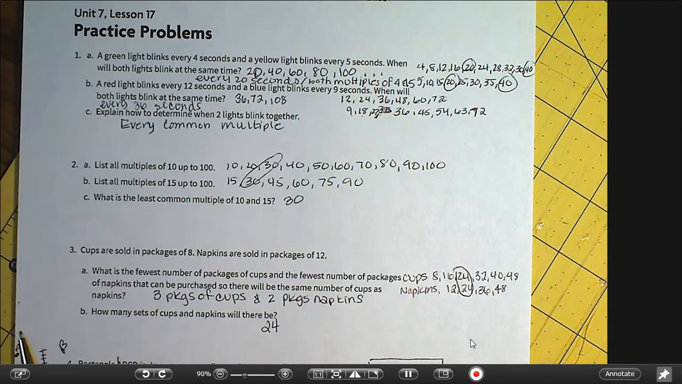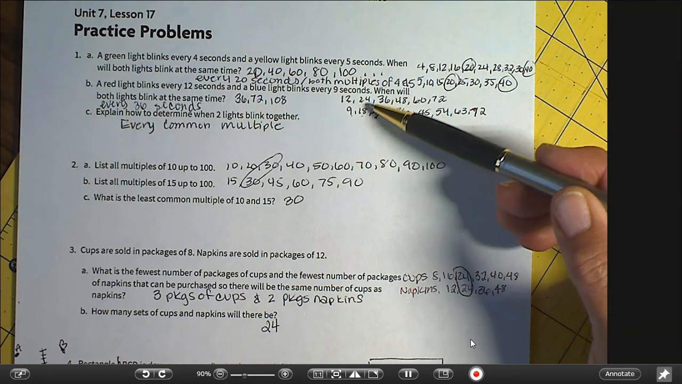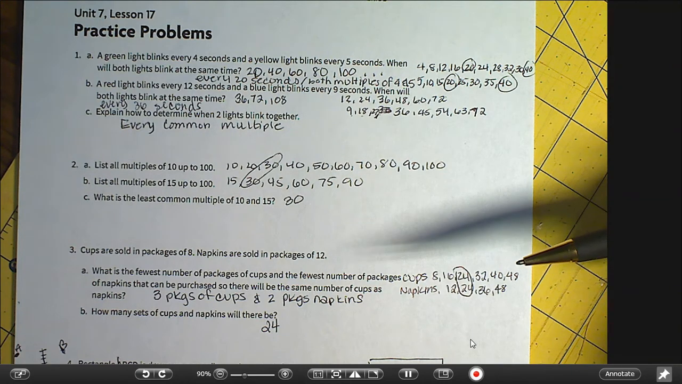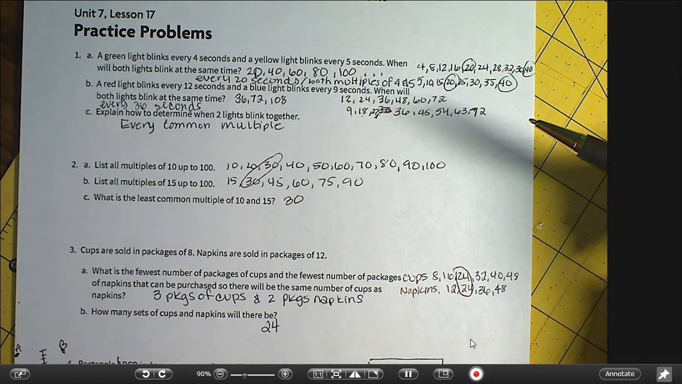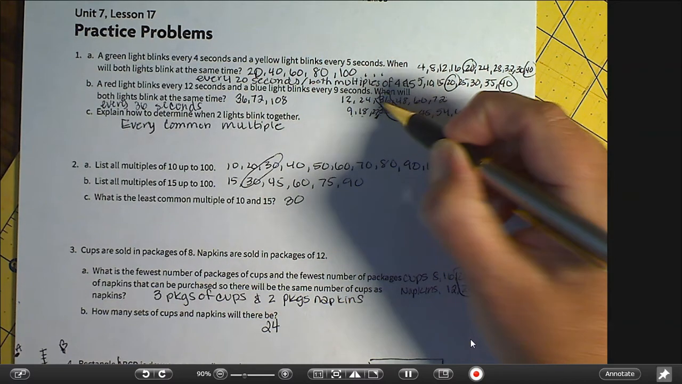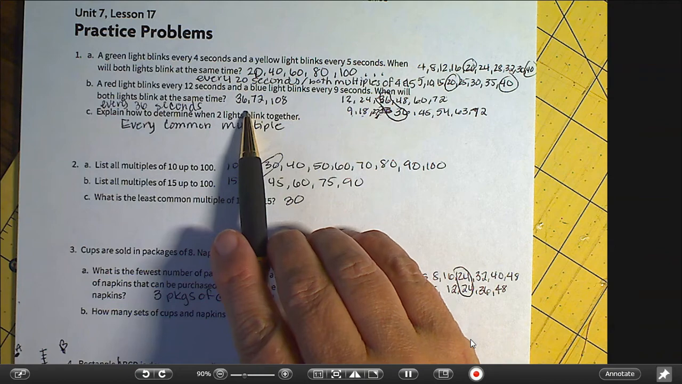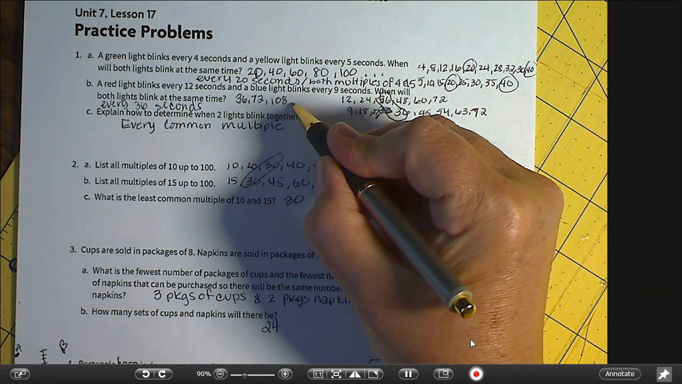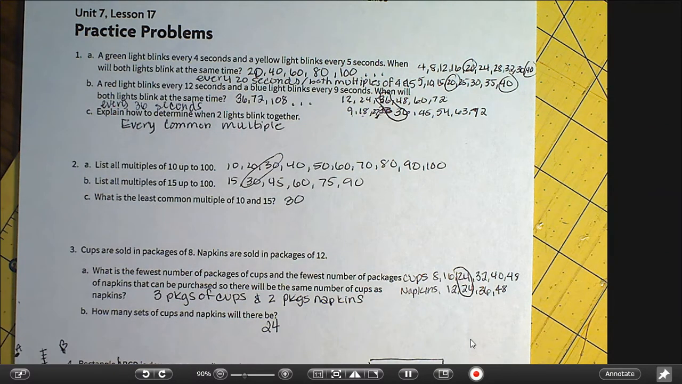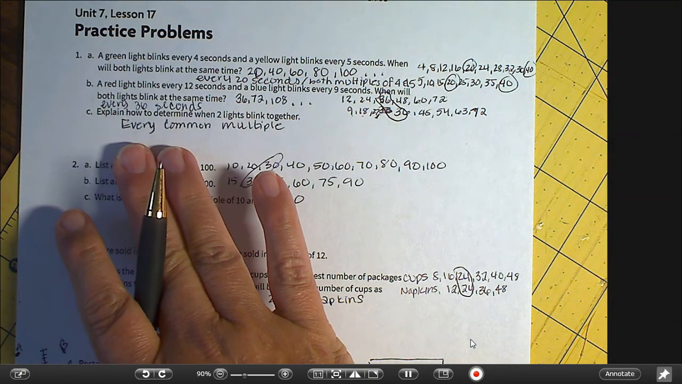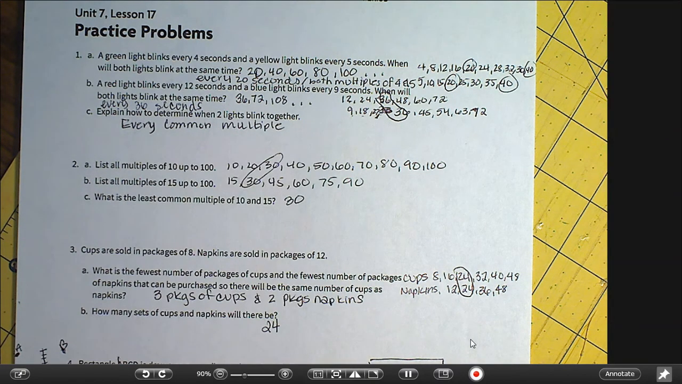1B says a red light blinks every 12 seconds and a blue light blinks every 9 seconds. When will both lights blink at the same time? So we're looking at the multiples of 12 and 9. The least common multiple is 36, so they will blink every 36 seconds: 36, 72, 108, etc. So how do we determine when two lights will blink together? Every common multiple is when they would blink together.